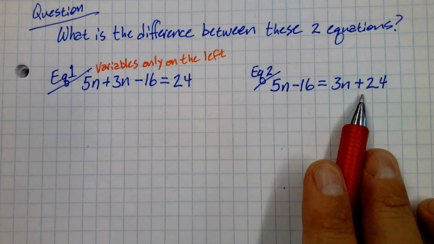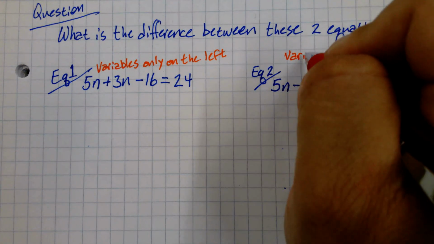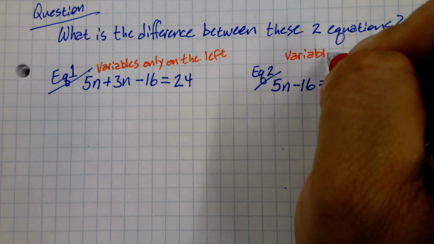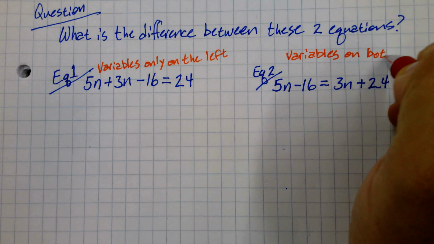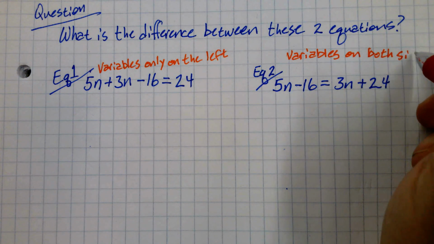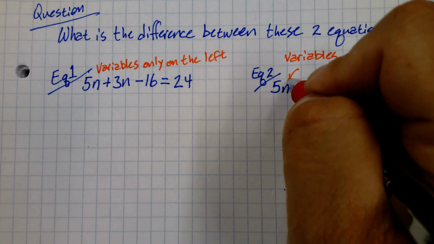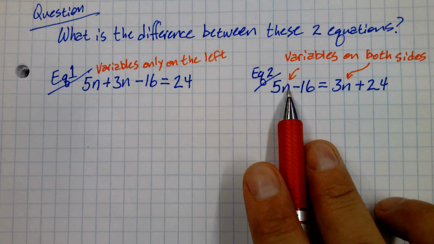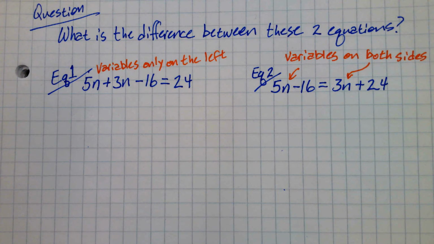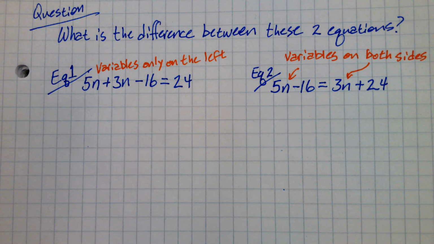And here the variables are on both sides of the equal sign. Okay, they're here and here, on both sides of the equal sign. Here they're only on the left side. So because of that, we're going to do different things to solve them, to get n by itself.